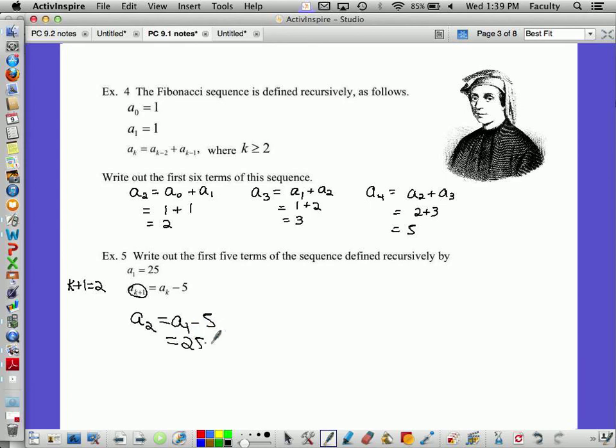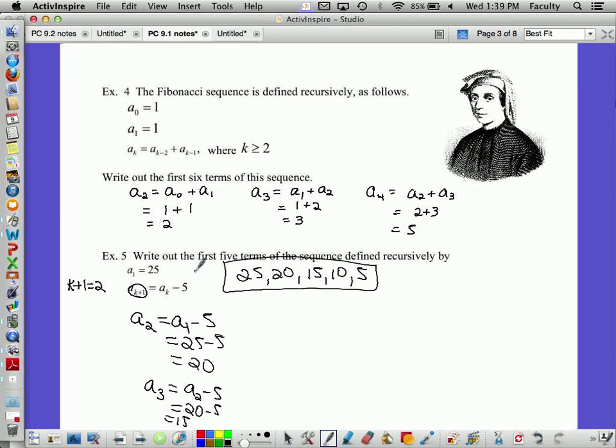Well, we know a sub 1. So that's 20. If I want a sub 3, that's a sub 2 minus 5. That's 20 minus 5 is 15. So what's happening is the recursive formula is saying take the term in front and subtract 5. Take that previous term, subtract 5. So if I know that's the pattern, I don't need to keep working it out to get the first 5 terms. You just need to go until you get the hang of it. All right, everybody got it? So that's recursive.